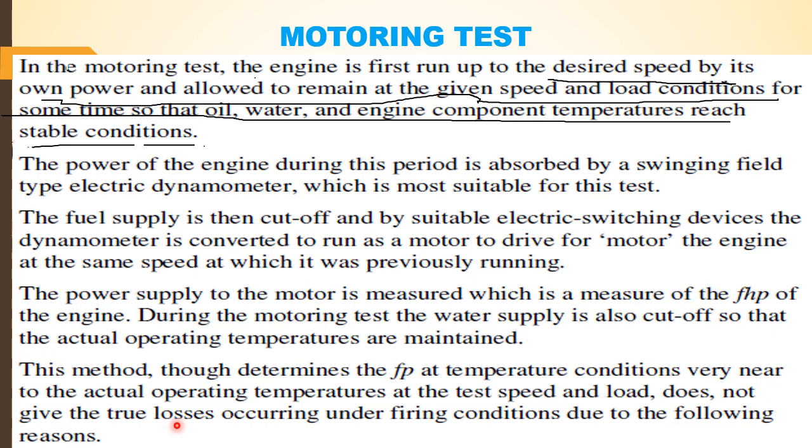So again, when we go for the motoring test, a difficulty is observed. We are moving towards the actual situation, but the difference we observe here is that in the actual situation, when fuel is supplied in a multi-cylinder engine, there is a firing order set, and firing is observed in the different cylinders accordingly. But in the motoring test, the firing is missing, and because of that the actual losses observed under firing are eliminated.